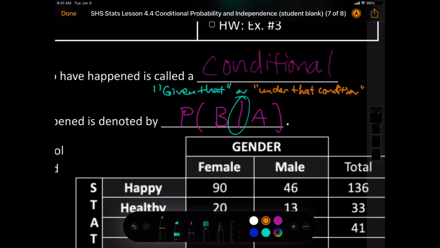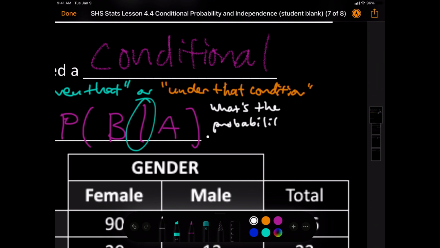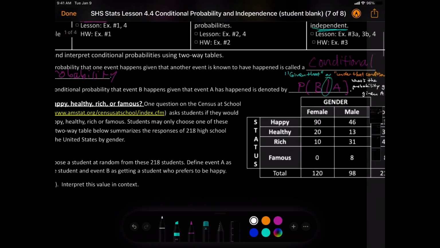Let me phrase it one other way. What's the probability of B, given A? So the conditions are in A, then you have to look at B, okay?